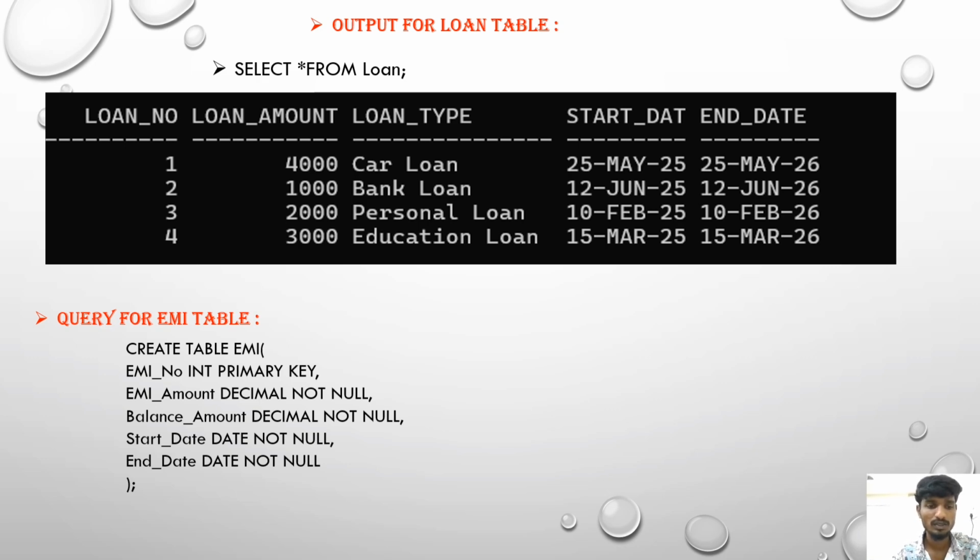And one more, the query for the EMI table. I have written the query for the EMI table. EMI number is INT PRIMARY KEY, which means the EMI number is uniquely identified, so that's why I used int as the data type. EMI amount is decimal, because the EMI amount will be in decimal format. Balance amount is also decimal as a data type. Start date and end date use date as a data type.